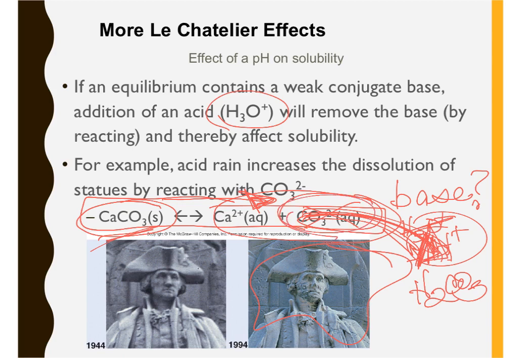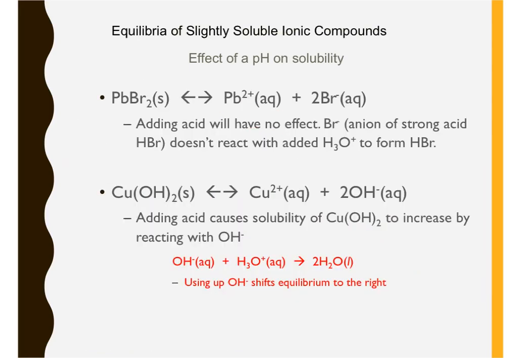And so I want you to think of this from the perspective of the poor statue. These statues are made of calcium carbonate. When the acid rain comes, it makes the solubility of the marble or the limestone go up. We don't want the limestone or the marble to dissolve, but the acid rain makes it more and more soluble, and that's what's going on.